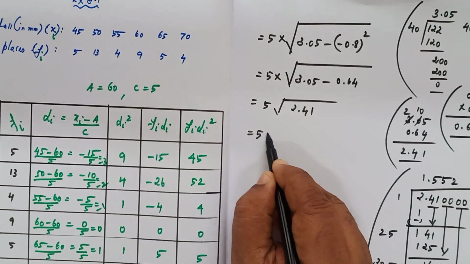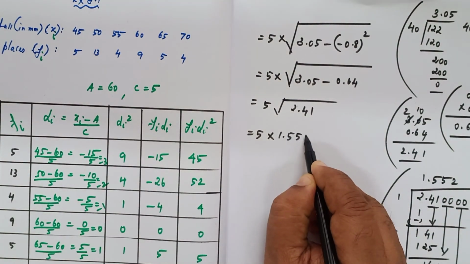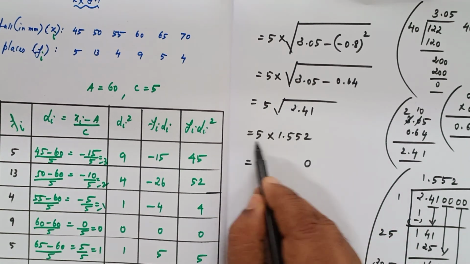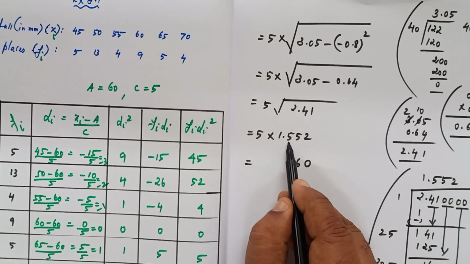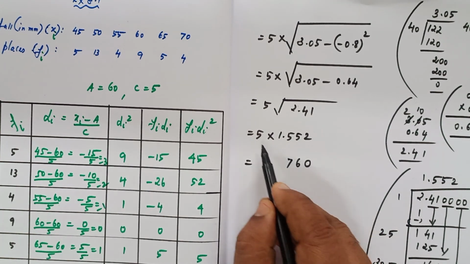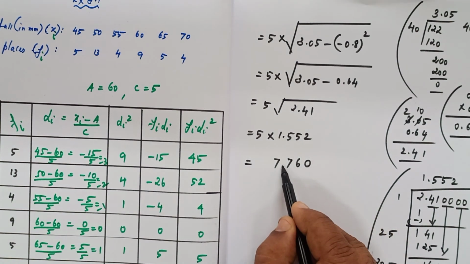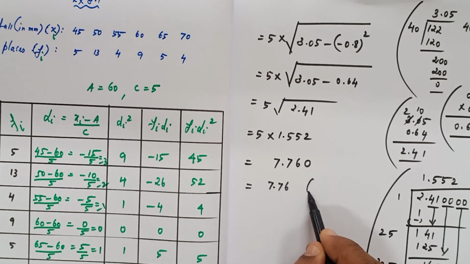That is equal to 5 into, what is the square root of 2.41? Here it is 1.552. 1.552 equal. Now we have to multiply. 5 2s are 10. 5 5s are 25 plus 1 is 26. Balance 2. 5 5s are 25 plus 2 27. Balance 2. 5 1s are 5 plus 2 7. After decimal point we have 3 digits. So after 3 digits give the decimal point. So what is the answer? 7.76 approximately.